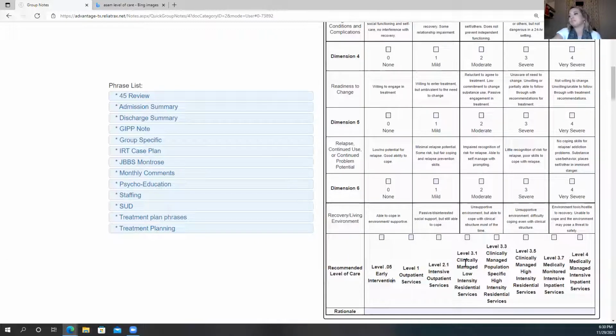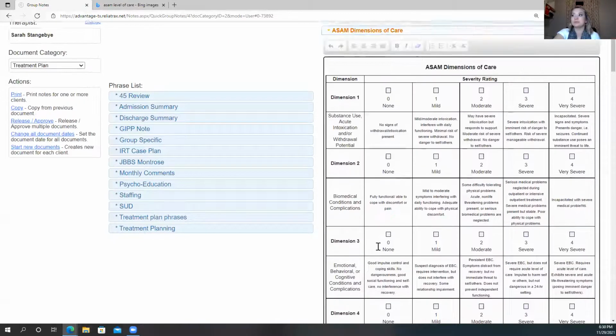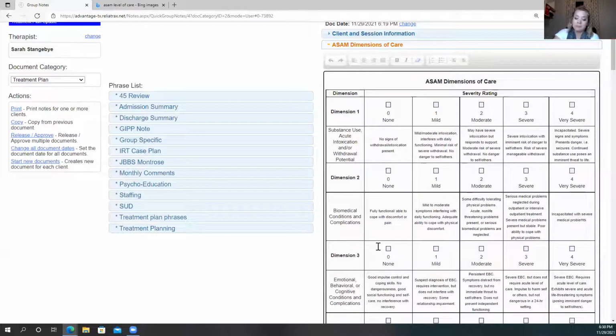Up here, I'm really just going to focus on 3-5 because that's what we are. We already know what our dosing hours are in IRT. There are going to be 20 hours of direct therapy and other structured supports to equal 40. And then we have medically managed intensive services, which would be for people who need round the clock nursing staff or medical supervision.